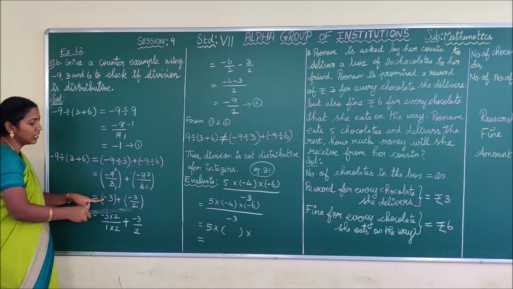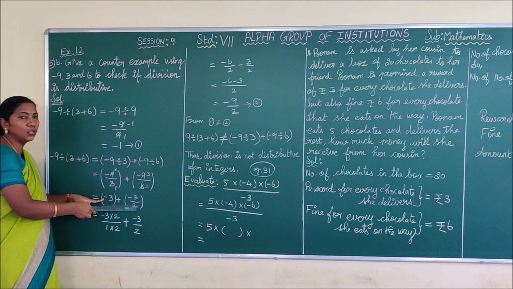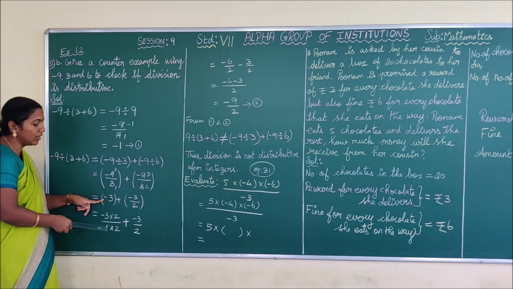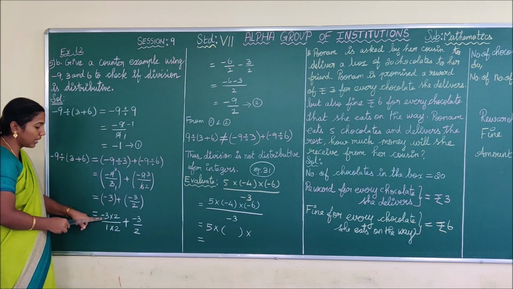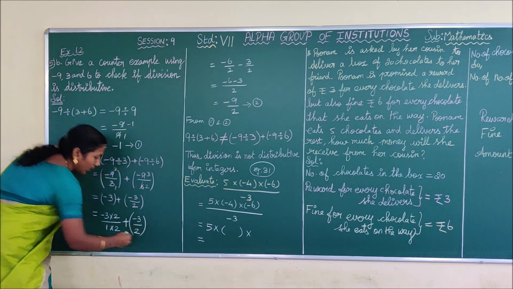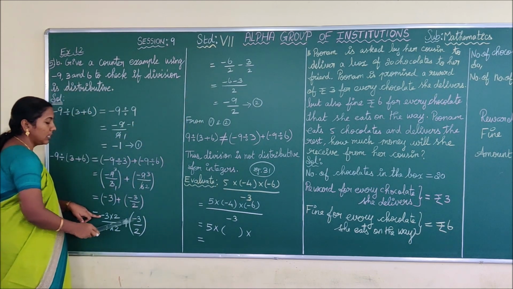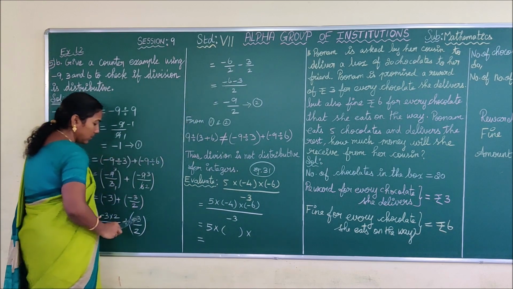Here it is a fraction, here it is an integer. So we have to change the denominator to 2. So you have to multiply the numerator and denominator by 2. That is minus 3 into 2, 1 into 2. You get minus 6 divided by 2. Here you have to use the bracket. See here, minus 6 by 2 plus minus 3 by 2.